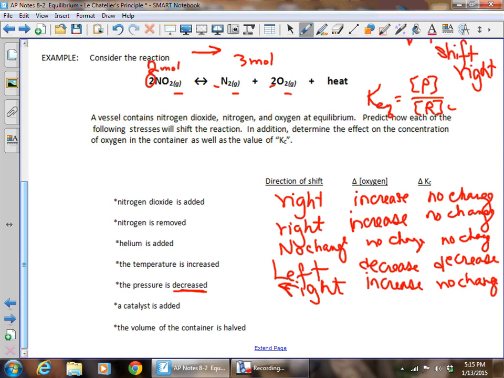If we add a catalyst to this system, remember, a catalyst does not change our equilibrium. It gets it there faster, but it does not change the overall equilibrium, so there is no change across the board for the addition of a catalyst.